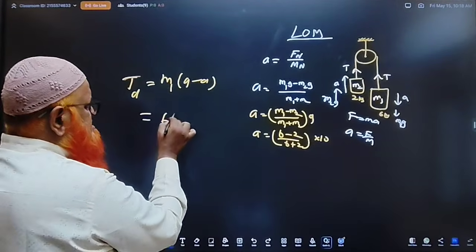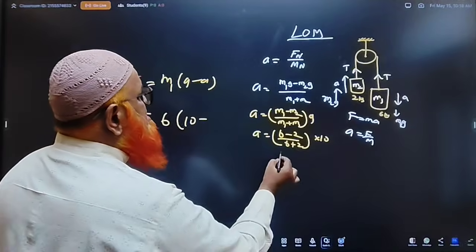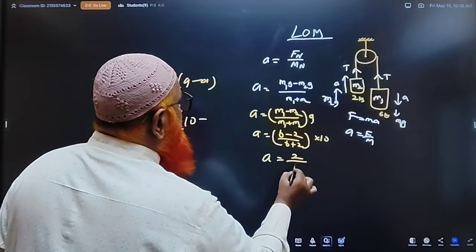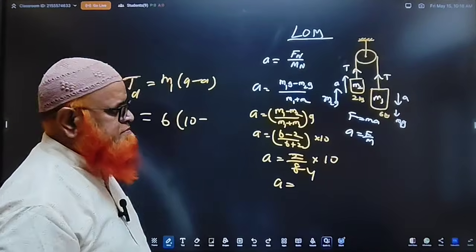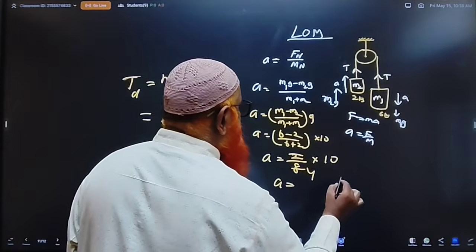So what is m1? 6 into (10 minus, how much is it? a is equal to 2 by 8 into 10). So this is 2 ones, 2 fours. Is it okay? So 10 by 4 is how much?